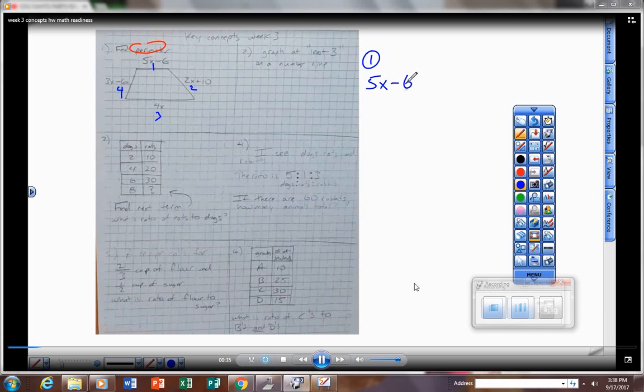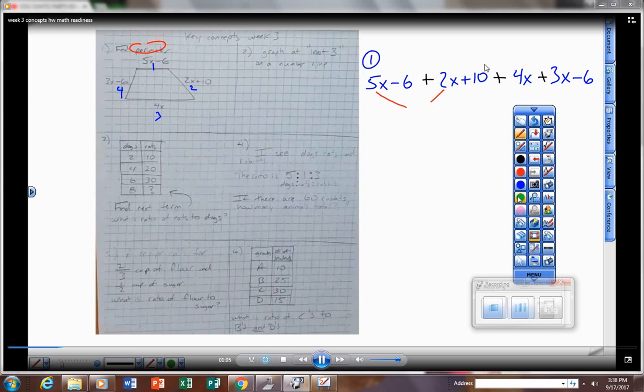So when I write it, 5x minus 6 plus the 2x plus 10 plus the 4x plus 3x minus 4. So those are all my sides. All four going clockwise. 1, 2, 3, 4. 5x minus 6, 2x plus 10, 4x, 3x.